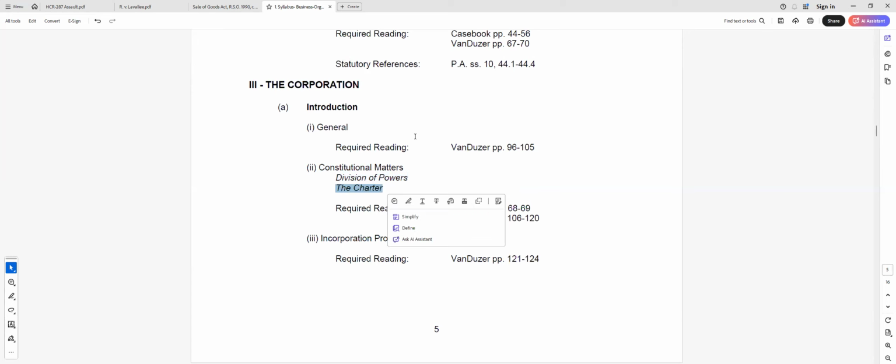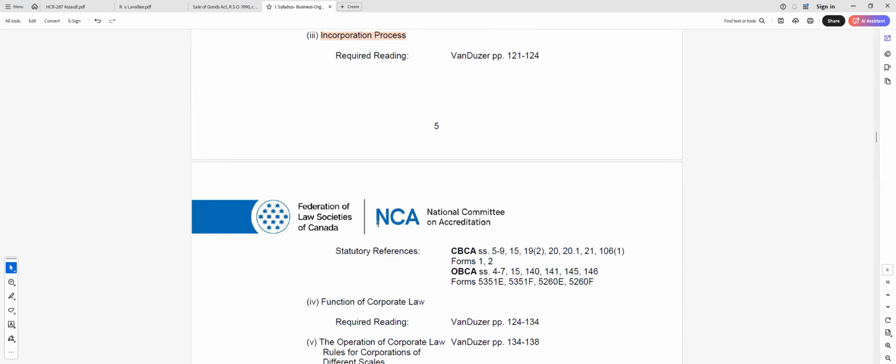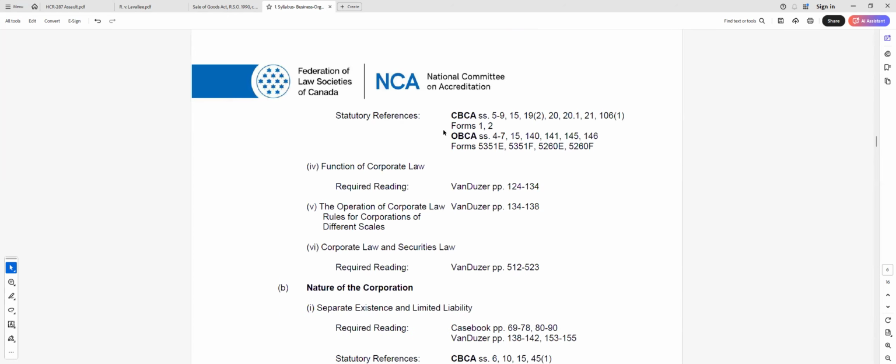We'll see Charter rights, how the Charter rights will be applicable to a corporation. What is the incorporation process? This is important. How does a corporation come into existence, and how many people are required? What is the procedure for that? That we see. Then any statutory references: the Canada Business Corporations Act and the Ontario Business Corporations Act.